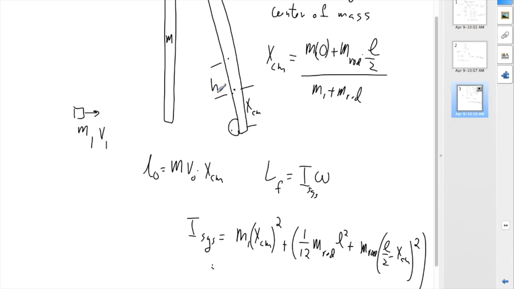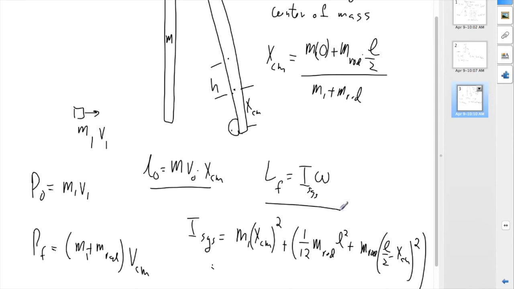Having said this, everything else is still the same. We can do P0 is M1 V1. P final is, they're combined now, so M1 plus M rod times V center of mass. Again, I've taken the I of the system. This value here is equal to that value here, and I can come up with the angular velocity of the rotating object.